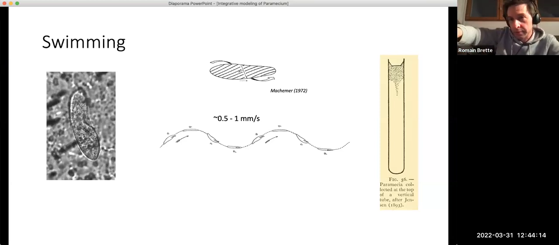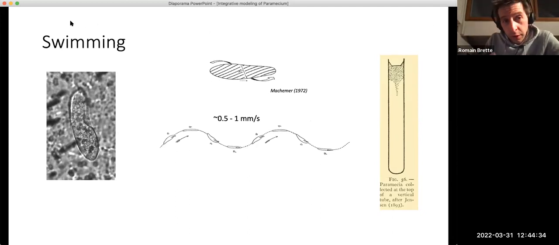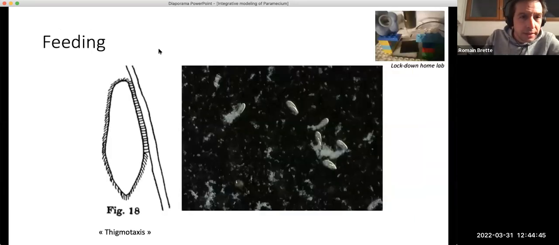Like many microorganisms, it swims in spirals at a pretty large speed, up to a millimeter per second, which is roughly 10 times its body length per second. So it's quite fast. It also does gravitaxis. It tends to go to the top of a tube, for example. Not exactly clear how it does that, actually. And sometimes it attaches to fibers or some other things, and then it can feed.